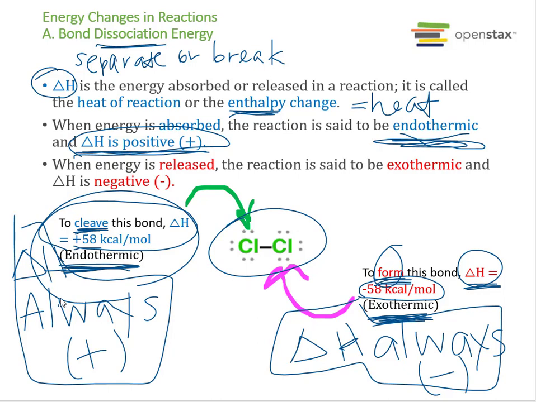So delta H, when it's positive and it's endothermic, think of it as energy that is being inputted into the reaction. So it is on the reactants side. And when we have exothermic and it's being released, think of being released as part of the product side. So enthalpy, one last time, is a thermodynamics term, a thermodynamic process.